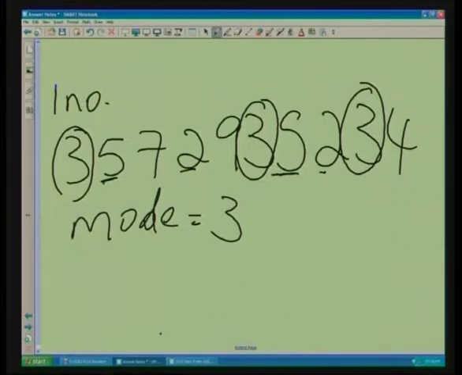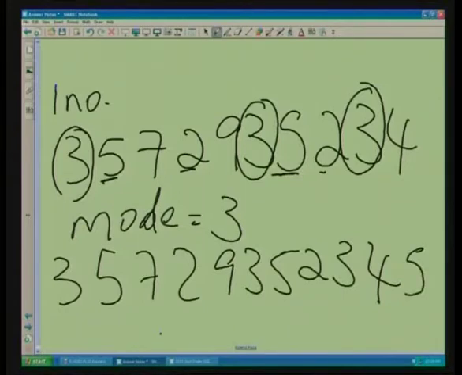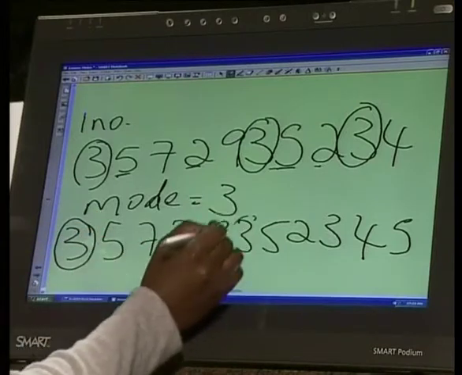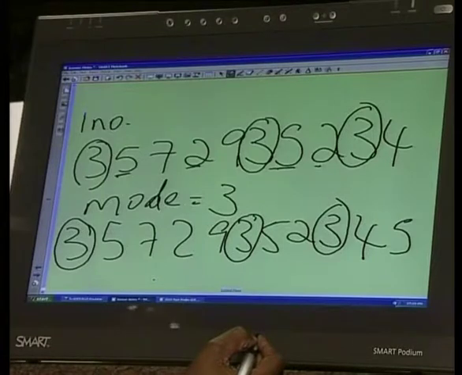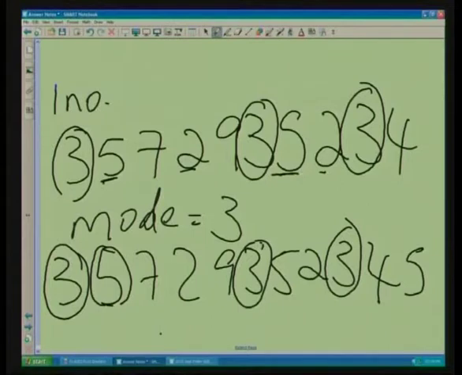Now, let's say I take the same 3, 5, 7, 2, 9, 3, 5, 2, 3, 4. I then add another 5. Let's work together. Okay. We still have a 3. Can you see it? Another 3, another 3. Are you with me? Yes. Okay, my love. Then we have a 5, another 5, another 5.